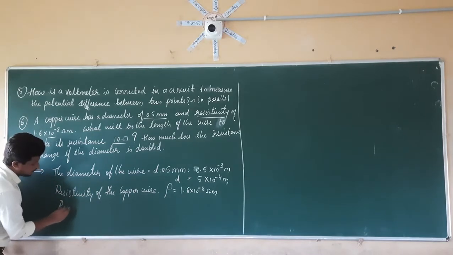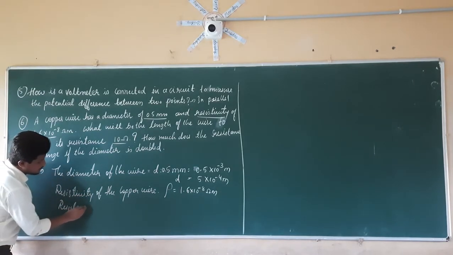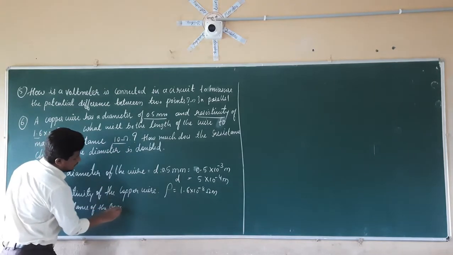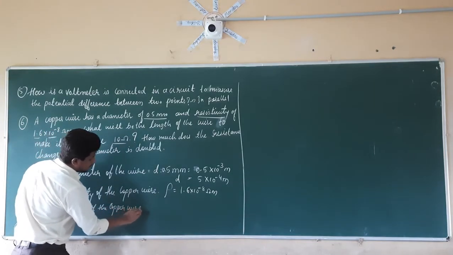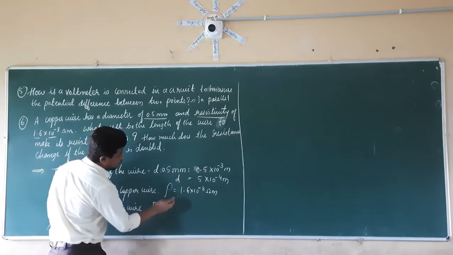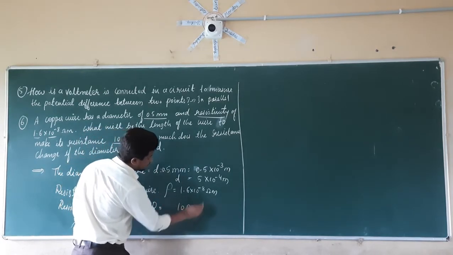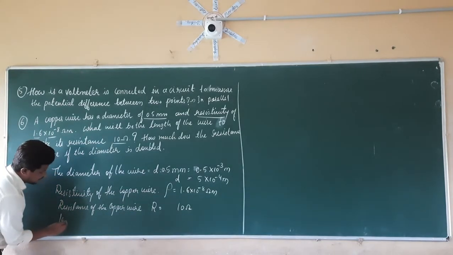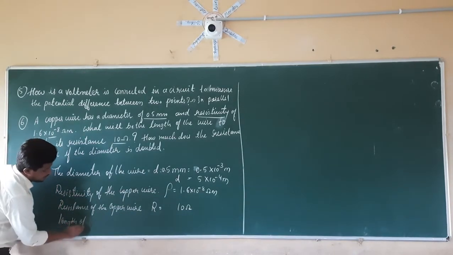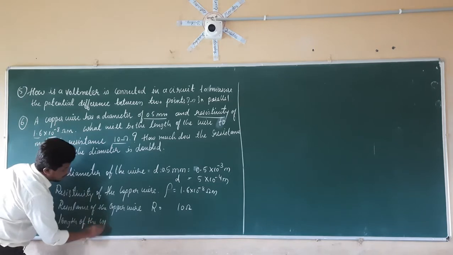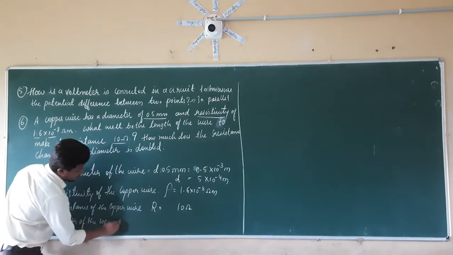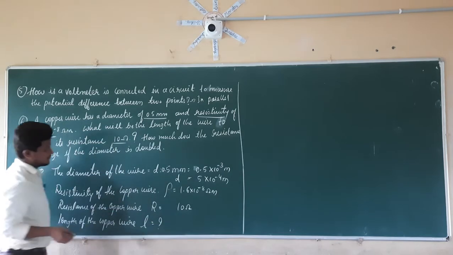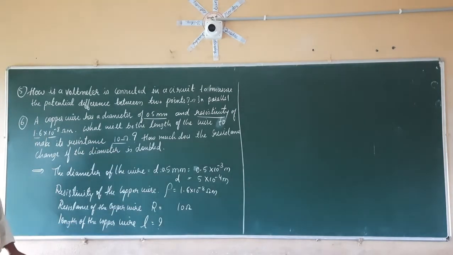So the resistance of the copper wire, that is R, is given as 10 ohms. What we have to find out here? We have to find out the length of the copper wire, that is L, which is equal to question mark.